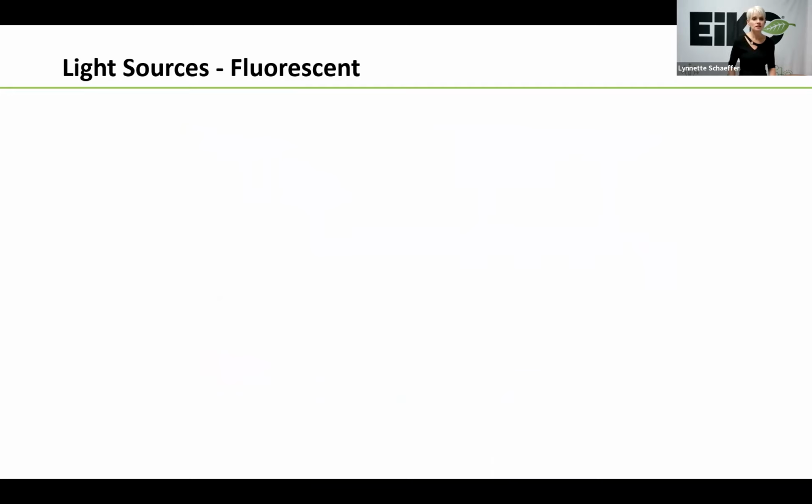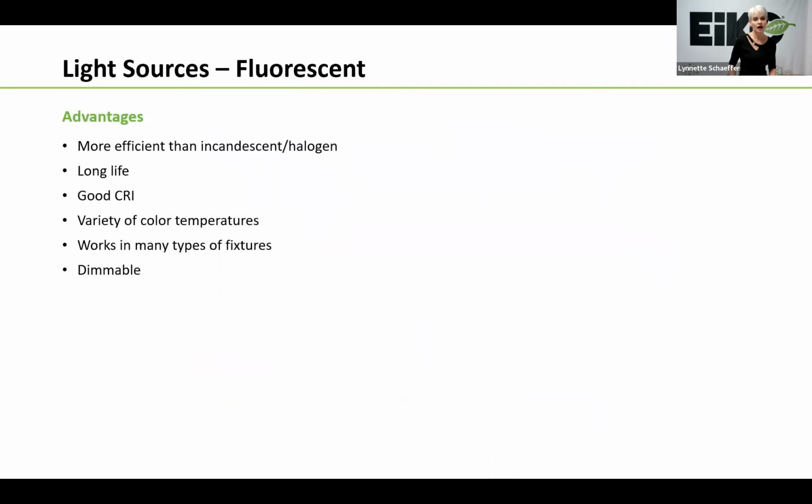Now, let's move into the advantages. So there are many fluorescent lamps still being used today because they are fairly efficient, especially compared to incandescents and halogens. They have a pretty significant and sufficient life rating. They last fairly long. They are available in a variety of color temperatures. It just depends on the phosphor that's used, and that can range from 2700K to 6500K.